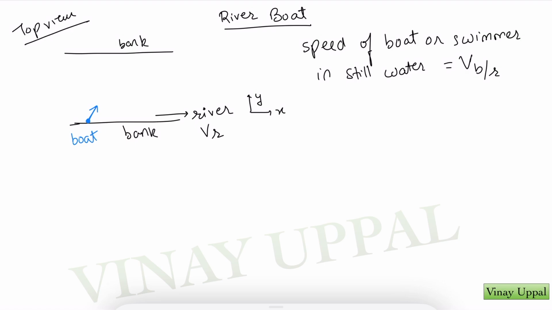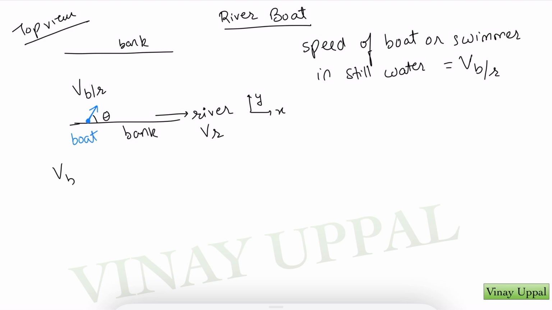And let's say the velocity of the boat relative to the river is at an angle theta to the river flow. In questions, they may phrase it like the person is trying to row the boat at an angle theta. Trying to row the boat means that if the river had been stationary, the person would have gone along the direction which is making an angle theta with the river flow.